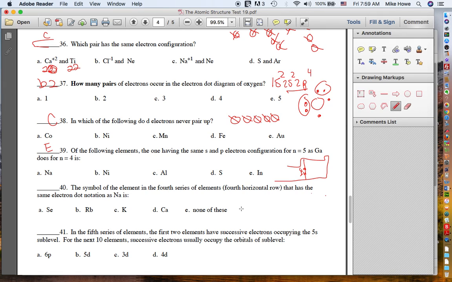And then 40, the symbol of the element in the fourth series that has the same electron dot notation as sodium. Well, if you look over here on this side of the periodic table, sodium's right here, and potassium's right underneath it, so it's going to be potassium. That's C. All right, so that'll be where I'll stop for part 2.